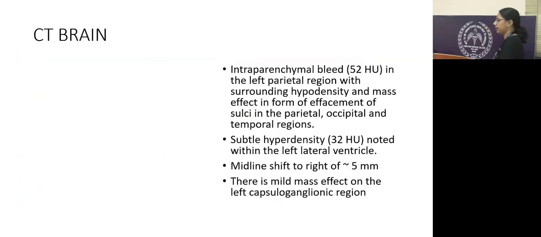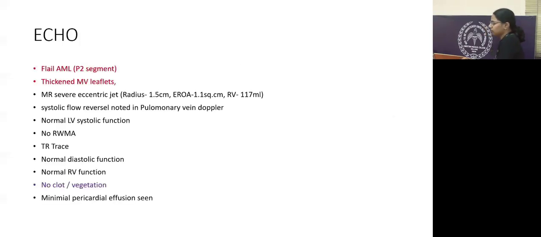We have done a CT brain, which has shown an intraparenchymal bleed of 52 HU in the left parietal region with surrounding hypodensity and mass effect in the form of effacement of the sulci in the parietal, occipital, and temporal regions. There is subtle hyperdensity noted within the left ventricle. He has a midline shift of 5 mm and mild mass effect in the left capsuloganglionic region. We then did an echo, which showed a flail AML with thickened mitral valve leaflets, and there is no clot or vegetation.